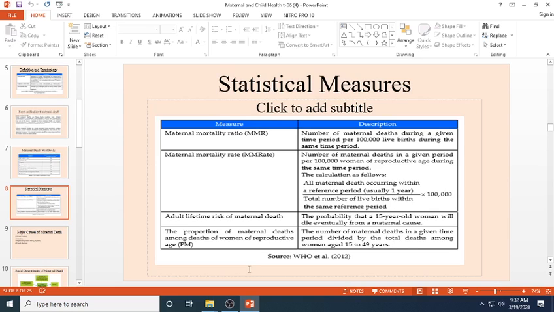So, do you know what is maternal mortality ratio in Sri Lanka? According to 2017 statistics, maternal mortality ratio in Sri Lanka is 36 maternal deaths per 100,000 live births per year.